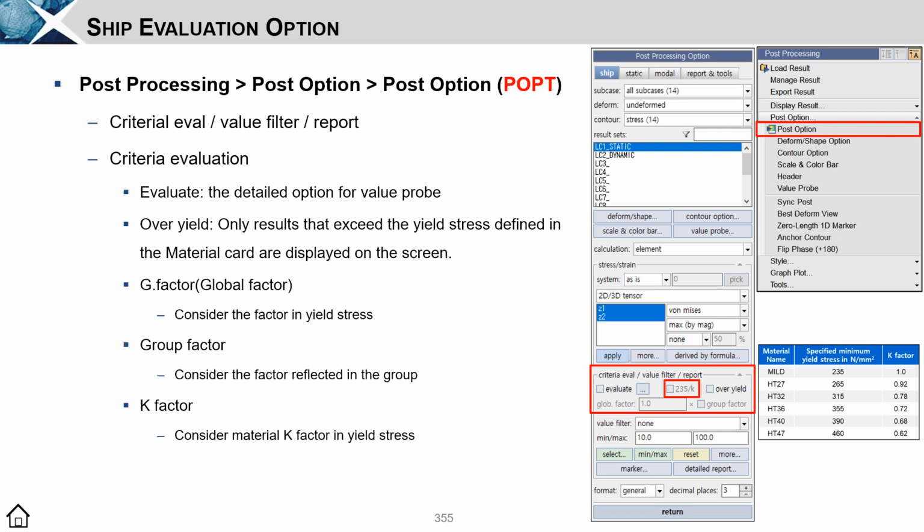As a method of evaluating analysis results, it is generally calculated by considering the global factor as a concept of the safety factor. In addition, SRFT supports various criteria evaluation methods, such as material constant, group factor, and global factor.